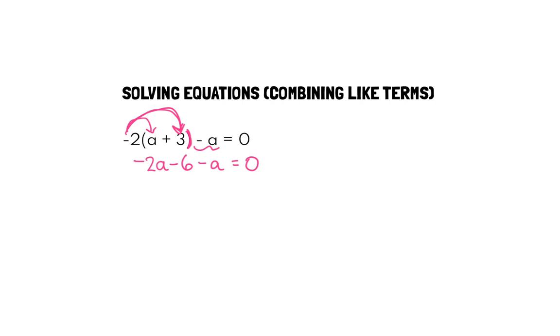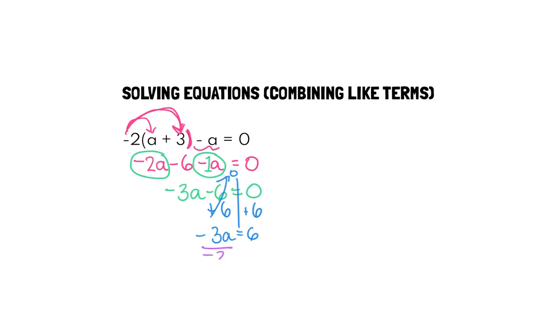Now I'm going to combine my like terms. I have a negative 2a and another negative 1a, so that's negative 3a minus 6 equals 0. From here, I have a standard two-step equation. I am going to add 6 to both sides of this equation to get negative 3a equal to 6. I'm going to divide by negative 3 on both sides, and I'm going to get a is equal to negative 2. So just to recap, the first thing I did was distribute to get rid of parentheses, then I combined my like terms, then I solved to get this equation.